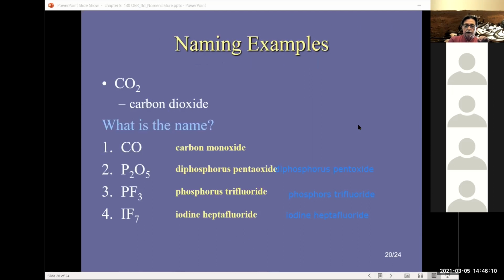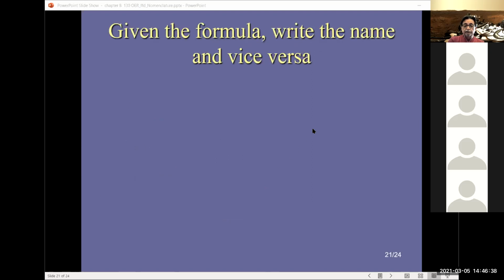Okay. All right. So as the case we did before, you could be given the name, or you can be given the formula, or vice versa. But either way, be able to go in both directions here. Okay. And so that's why I had the double arrow. All right, given the name, given the formula, write the name and vice versa.